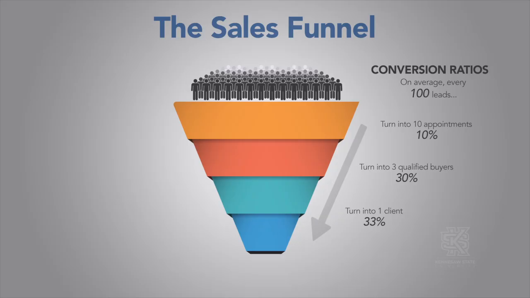These are called conversion ratios. So for every 100 leads you approach, about 10 might turn into appointments. From those 10 appointments, you might identify 3 qualified buyers. And from those 3, you're likely to make 1 sale.